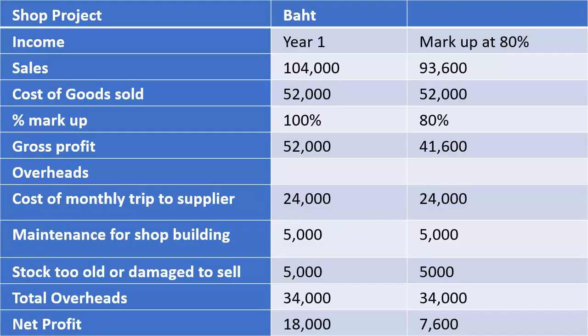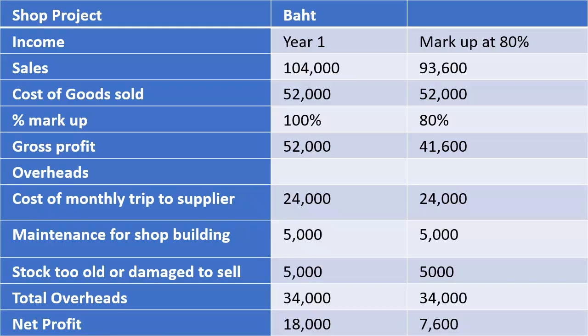So here we go. Middle column is still the originals. On the right-hand column, we now have sales of only 93,600. Cost of goods sold is the same. So what we're saying is 93,600 is 1.8 times 52,000, instead of previously it was 2 times. So the markup has gone down to 80%. The gross profit has gone down to 41,600.